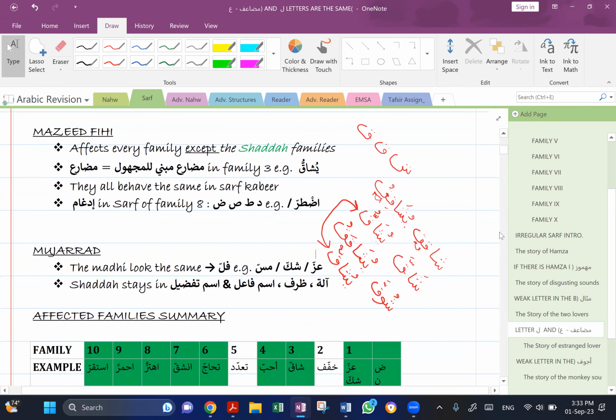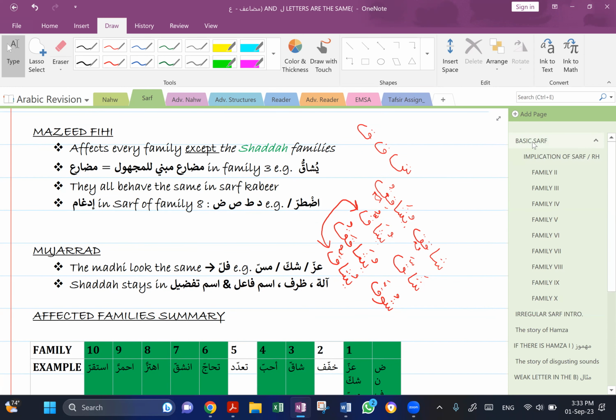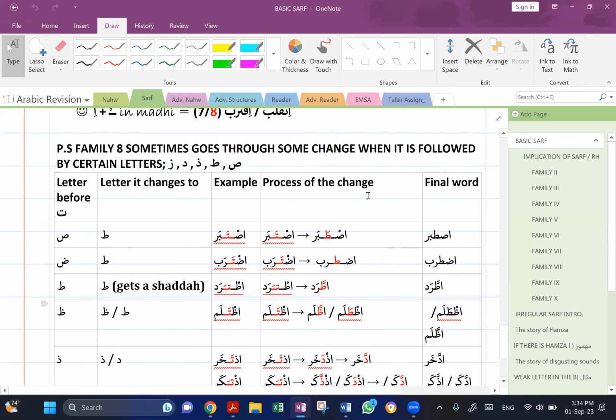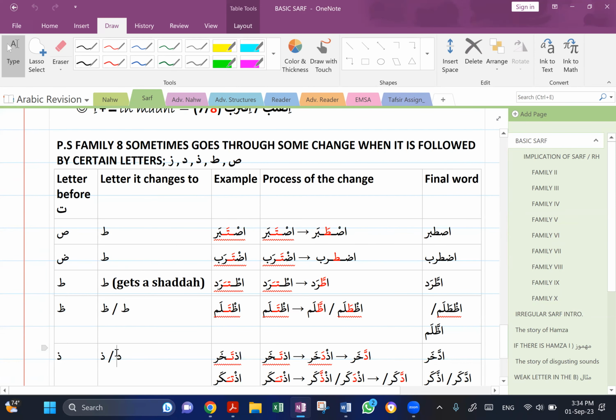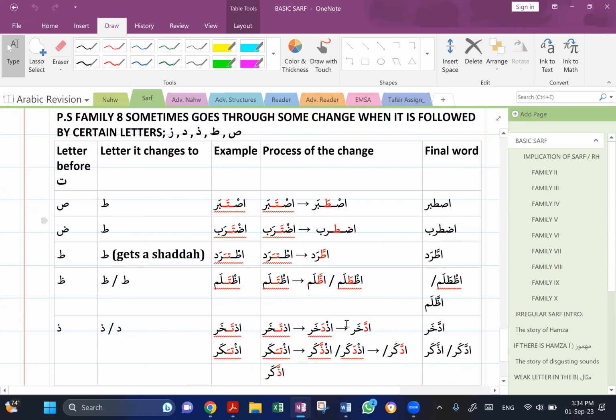Now, the other thing to note, remember when we did basic Sarf in the beginning, we did this table. So we said family 8 sometimes goes through some change when it is followed by certain letters. It's called idgham. Fusion kind of happens, merging, or the ta gets swallowed up by some letters. So if you have a sad, it becomes a ta. If you have a dad, it becomes a ta. If you have a ta, it gets a shadda. If it's the same, they get married, they look the same. If it's a dal, you either have dal or you have a ta. You have a dhal, you either have a dhal or a dal. So that's a summary of what we talked about earlier, the concept of idgham when it comes to family 8, and how the letters change. Same thing happens in muda'af.